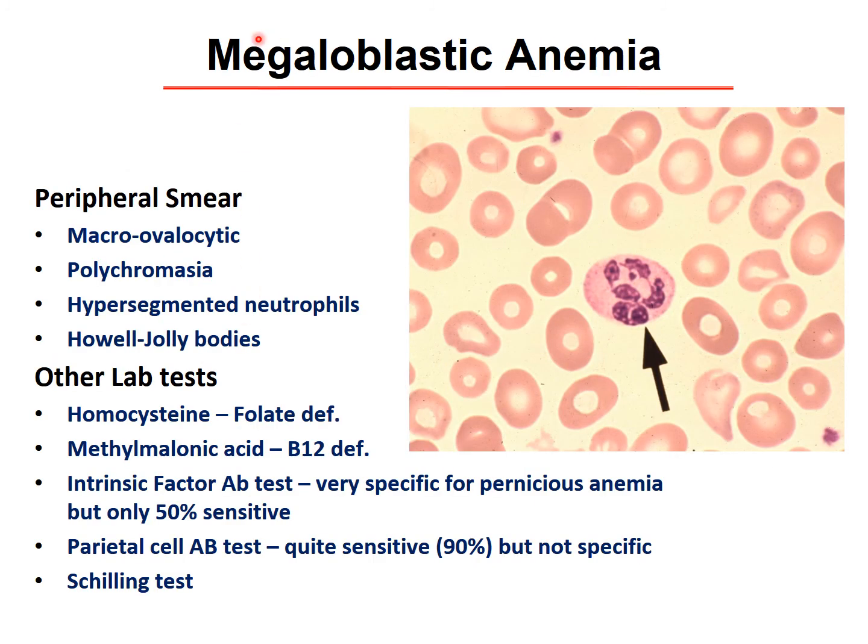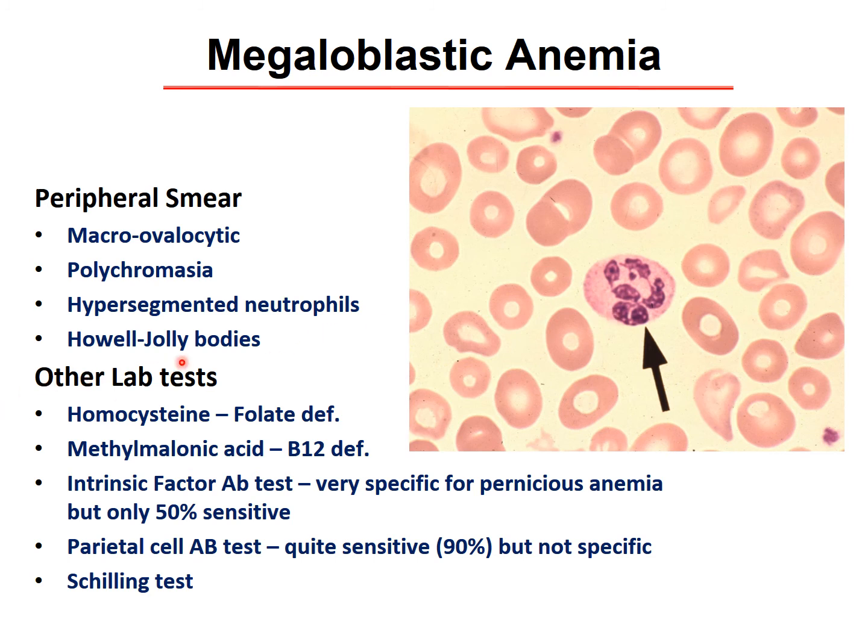Now, let's see how the peripheral smear looks in megaloblastic anemia. I already showed you some. We have bigger size cells, we have ovalocytes, we have very darkly stained cells, so we have polychromasia. We have hypersegmented neutrophils. That is very, very informative. This is how you can distinguish an alcohol-induced macrocytic anemia from a megaloblastic anemia. In megaloblastic anemia, you have hypersegmented neutrophils. In alcoholic, no.